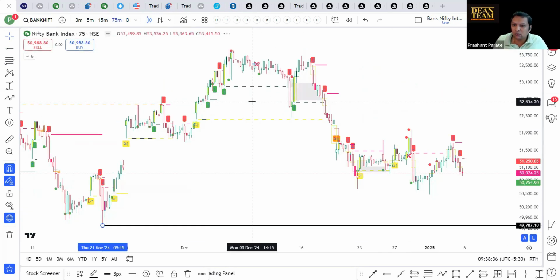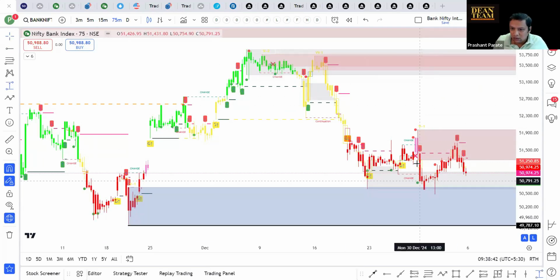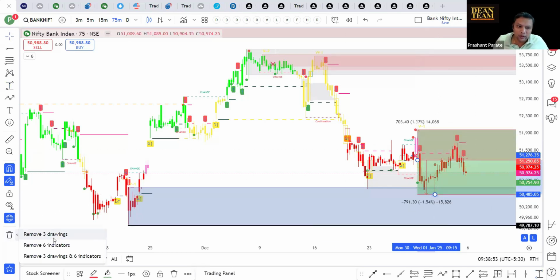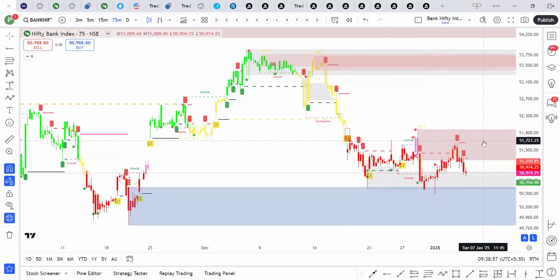Based on the 75-minute charts, what do we see? There is a selling area here. There is a big selling area. If we sell here, 700 points is the stop loss. And even if it falls below this, it is just 700 points. So it's not a very good risk reward trade, and I'm not going to trade this.